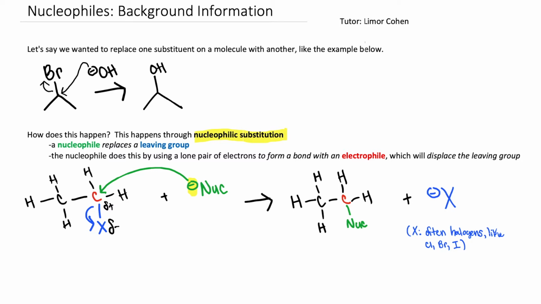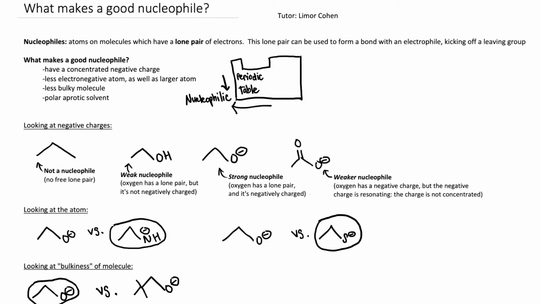So now that we know the basics behind what nucleophiles do, let's look into what makes a nucleophile a good nucleophile. So probably the most important factor in relation to what makes a good nucleophile is that a nucleophile needs to have a negative charge, especially a concentrated negative charge.